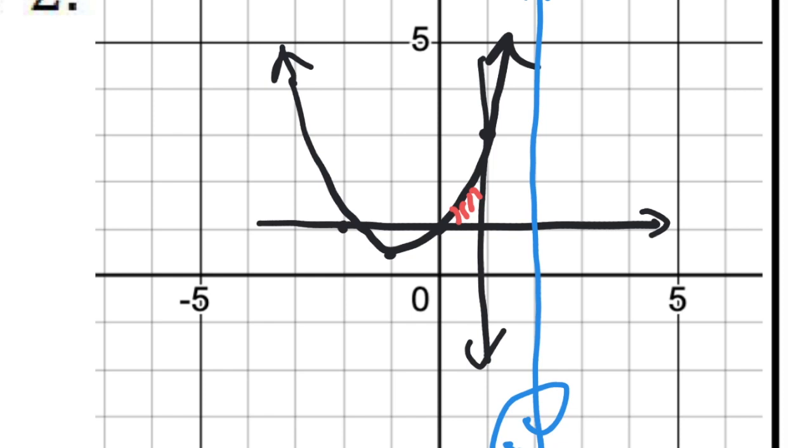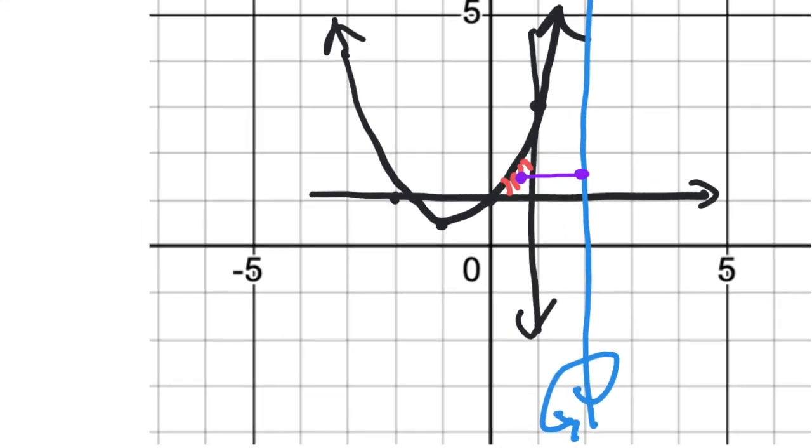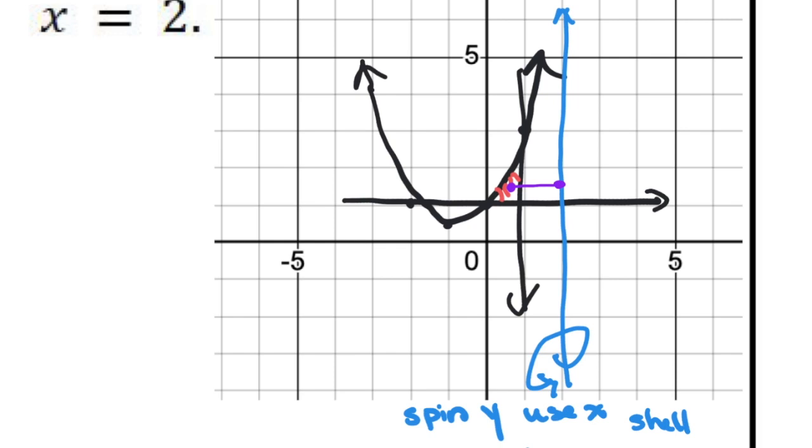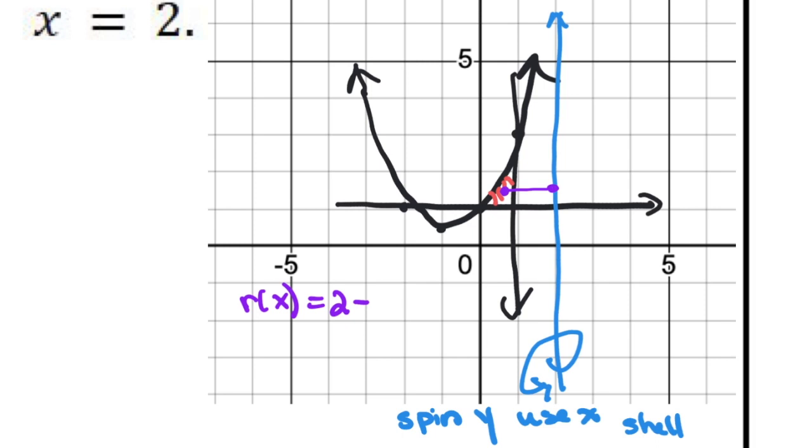So let's look for the radius first. Now the radius is going to be drawn from where we are spinning to some arbitrary point in the middle here. There we go. Now I want you to think about that for a moment. That arbitrary point is a right minus left. So r of x is going to be the right number, which is 2 minus some arbitrary x value. Ooh, so there's the radius.